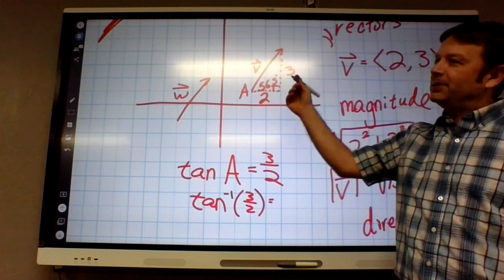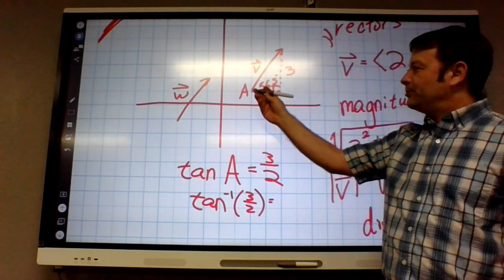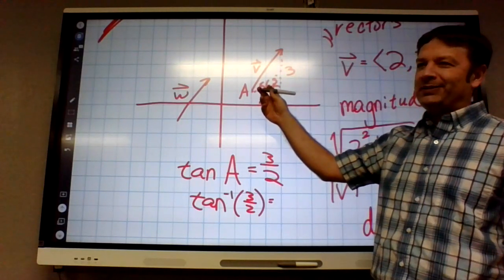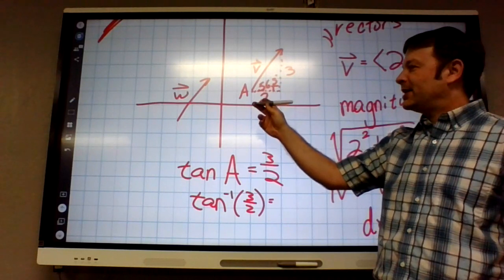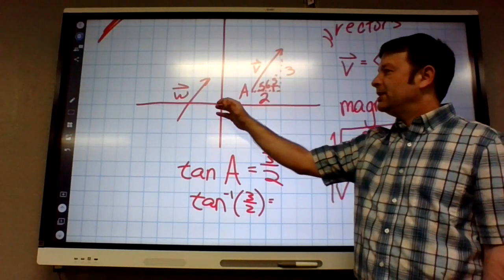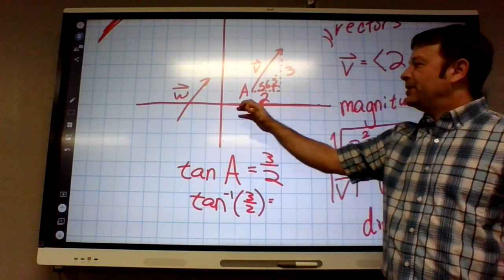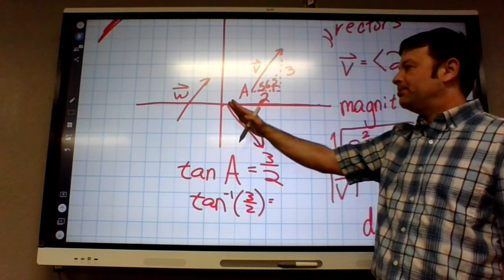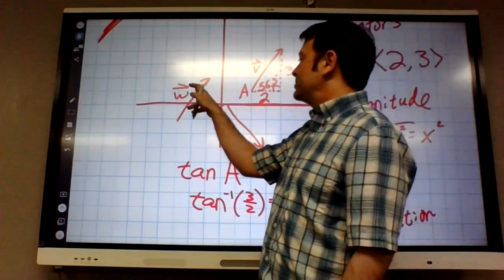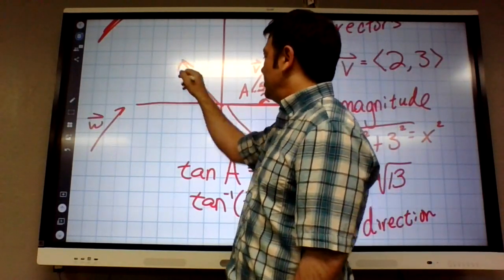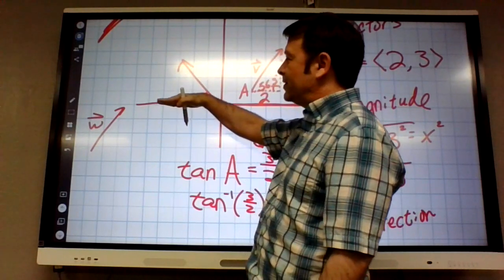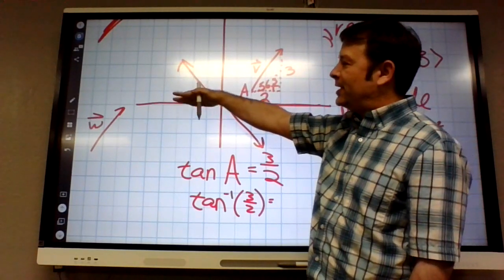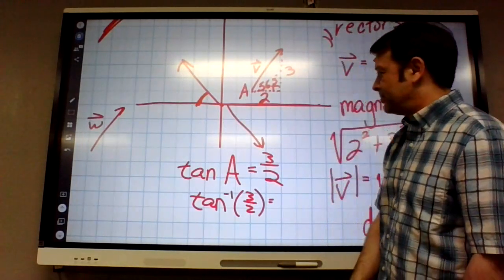I'm not sure if I'm a fan of this, but what this book says is 56.3 degrees above the positive x-axis. What is the positive x-axis? To the right, this thing. So if the vector was going this way, it might be 56.3 degrees below the positive x-axis. Or if it was over here, it might be 56.3 degrees above the negative x-axis. I'm not going to be too picky. As long as you say above the x-axis or below the x-axis, we'll call that good.